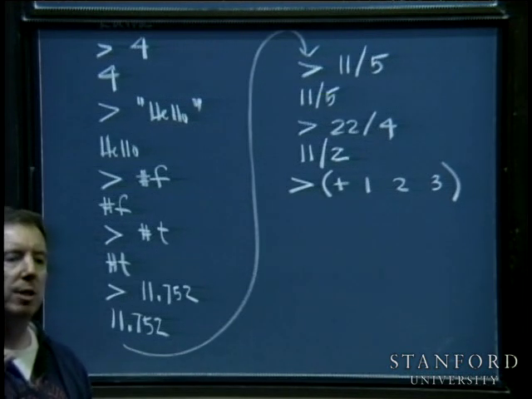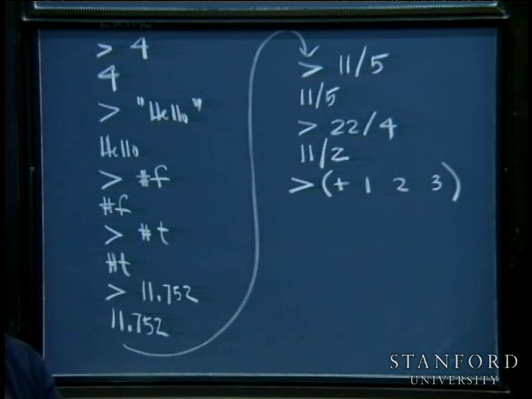So the list is the central data structure in Lisp and Scheme. We happen to be dealing with a dialect of Lisp called Scheme. Lisp would be a better name because that's short for list processing.